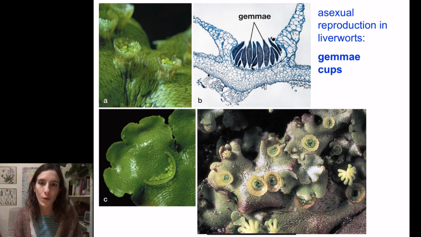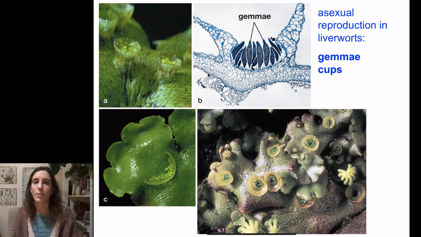So liverworts do something that I just love. They make these things called gemmae cups. And this is a way for them to reproduce asexually. I know we've been talking about sexual reproduction a lot.